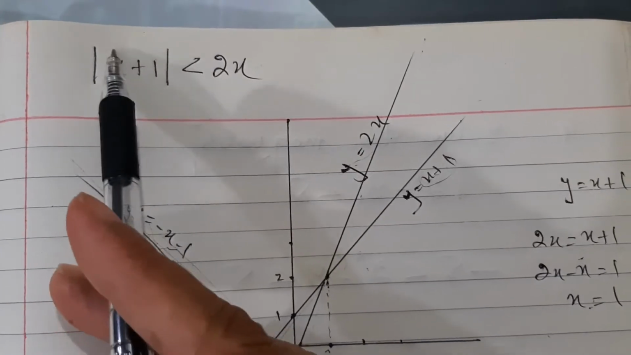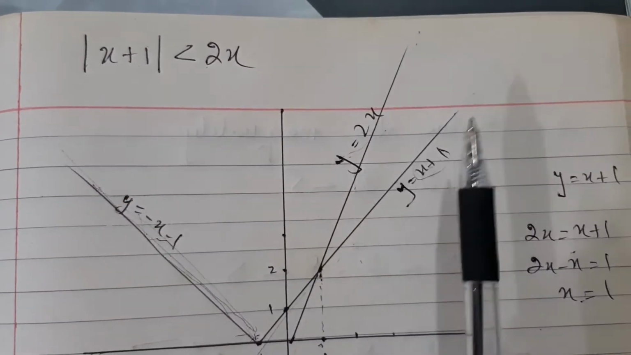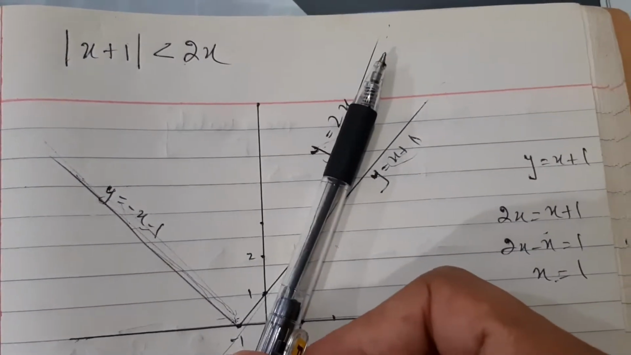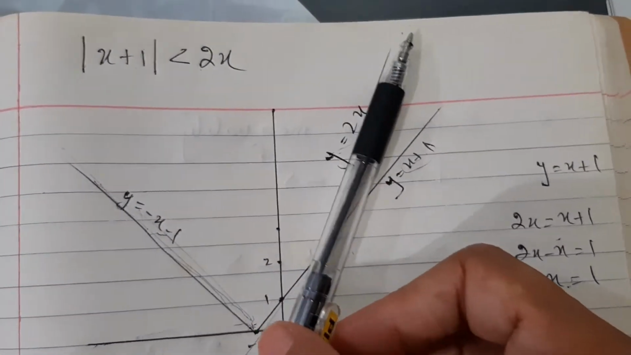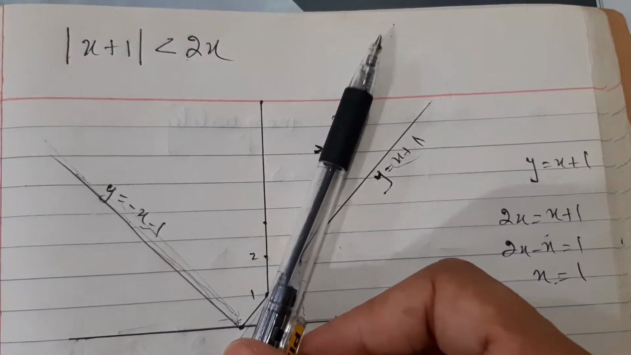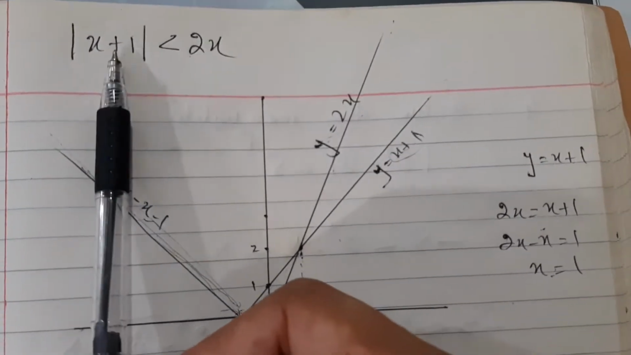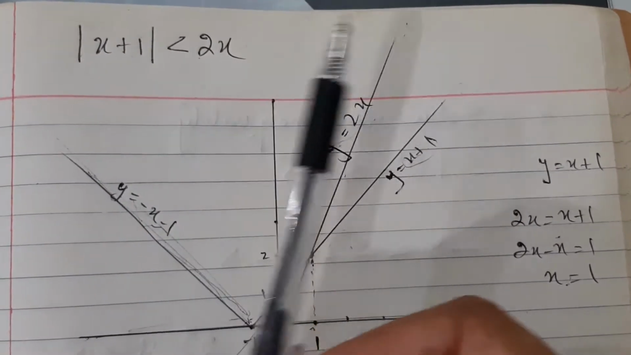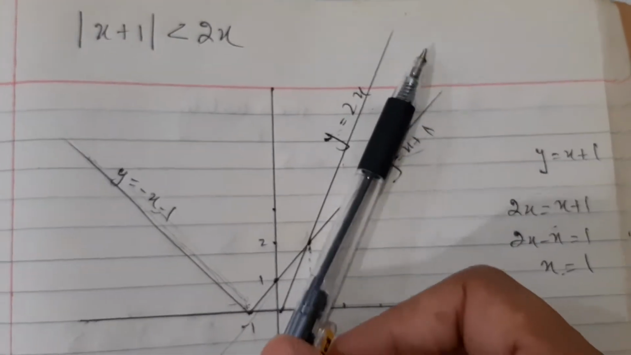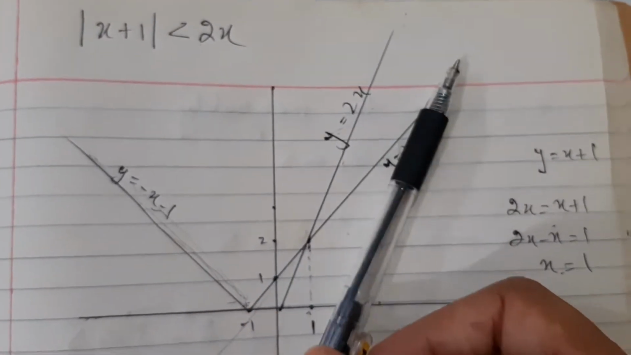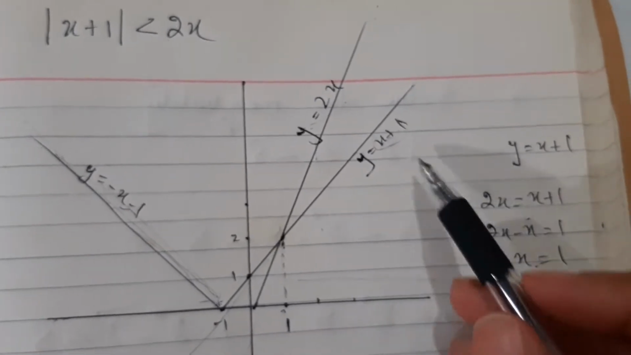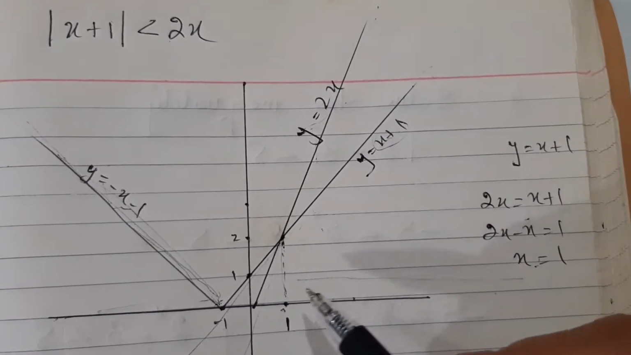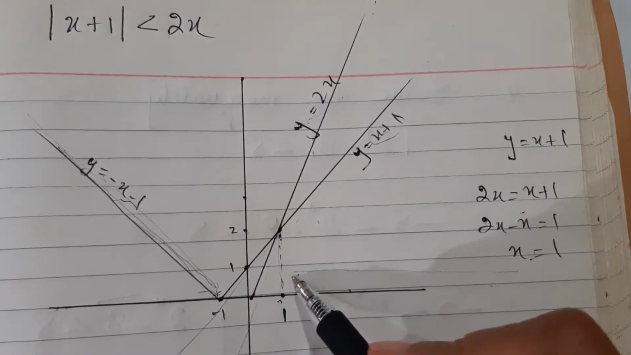The question was saying modulus is less than line. It means below the line. Now this is my line. This portion is greater and this portion is less. So if I look at this line, modulus is less than line. So it is here. Modulus is below the line this side, which means from here onward the modulus will be below the line. So I can say x is greater than 1.